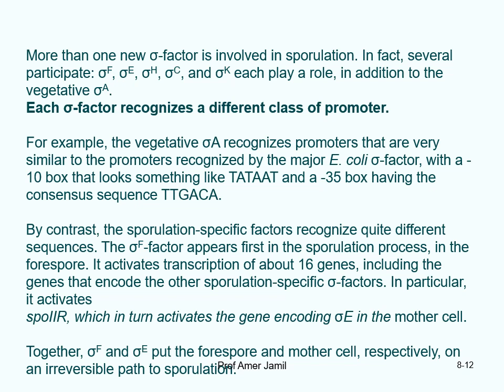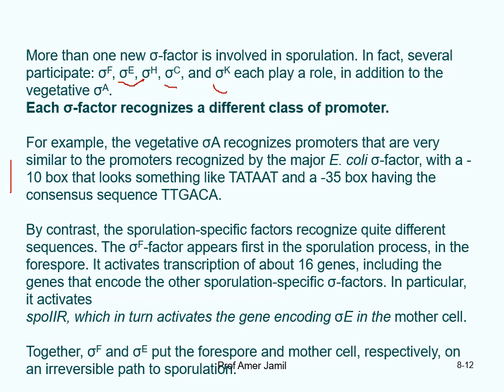In fact, several of them participate, such as sigma factor F, E, H, similarly sigma factor C, and K, each playing a role in addition to vegetative sigma factor A. And each sigma factor recognizes a different set of promoters. For example, this vegetative sigma factor A recognizes promoters that are very similar to the promoters recognized by the major E. coli sigma factor, with a -10 and -35 box consensus sequence. You might already know that a promoter in prokaryotes contains -10 and -35 regions.